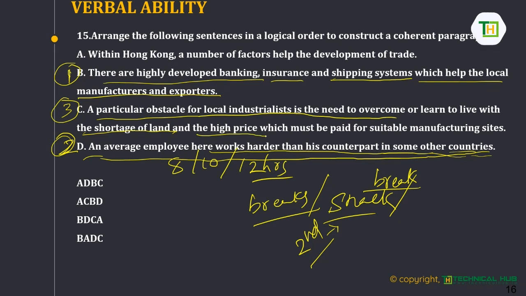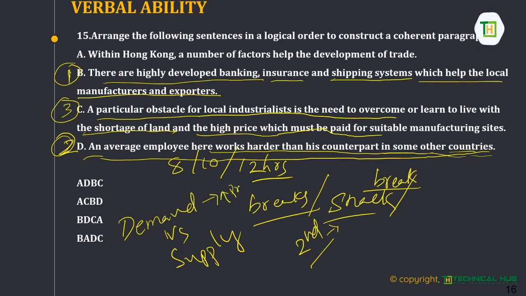Whatever is available, the world is moving through these two words only: demand and supply. Demand versus supply. When demand is more, prices will be more. And when supply is less also, prices will be more. So these two go hand in hand. More demand, less supply means more price. That is how the world runs.